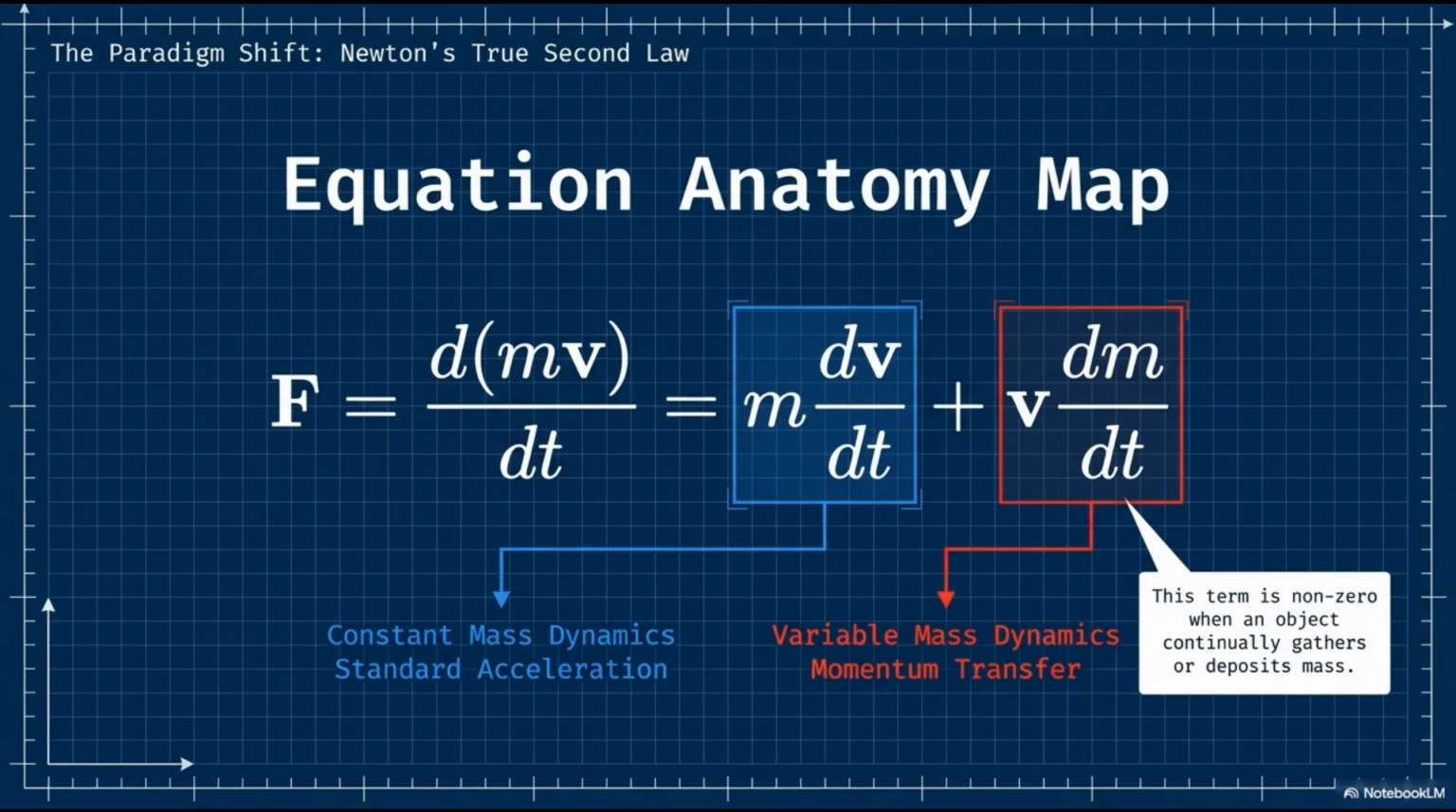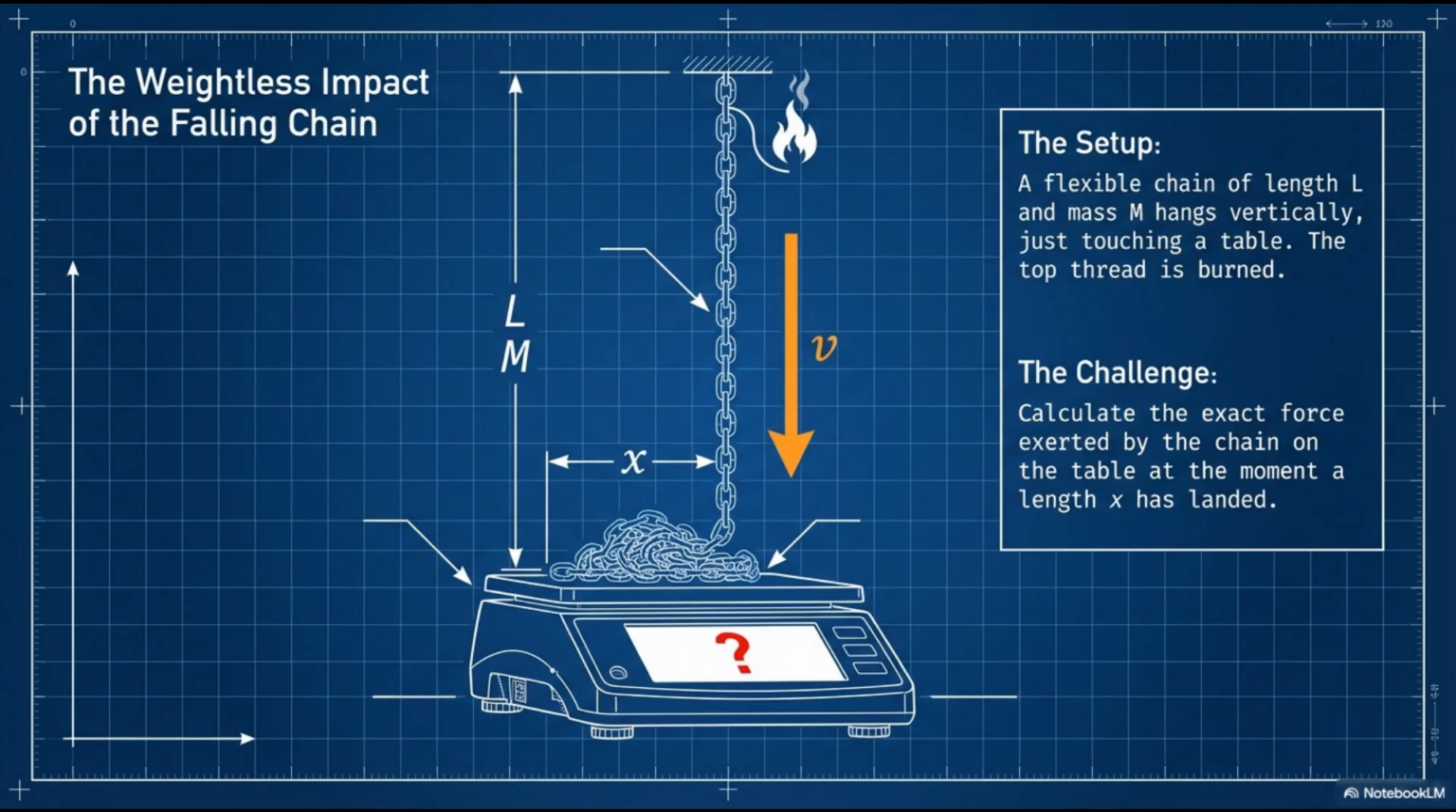This second term is non-zero whenever an object continually gathers or deposits mass. In an exam setting, this is the invisible force students most often miss. Let's analyze a classic challenge problem, the falling chain. A flexible chain of mass m and length L hangs vertically, just touching a scale. When the top is released, what is the force on the scale at the moment a length x has landed?